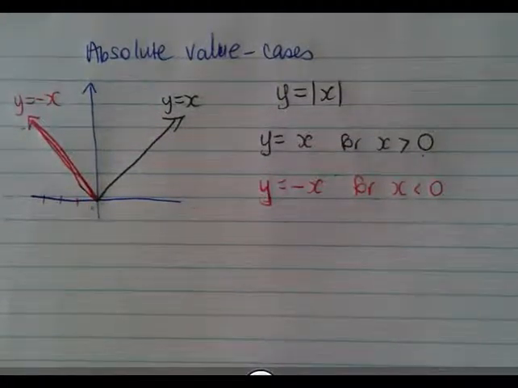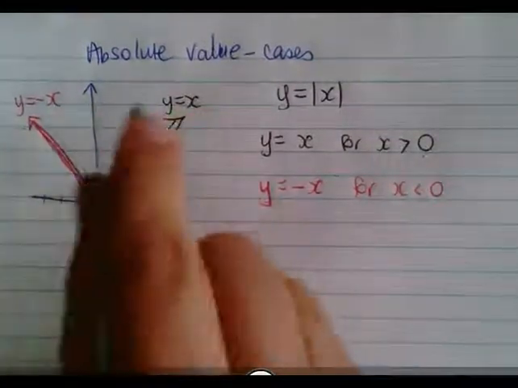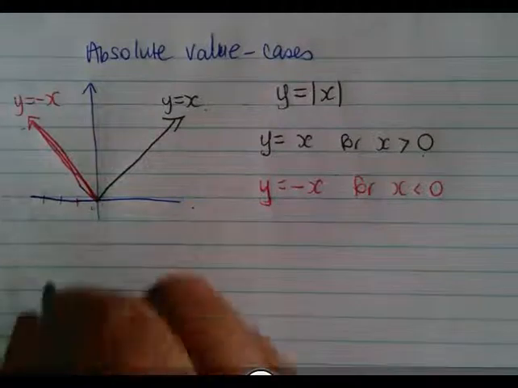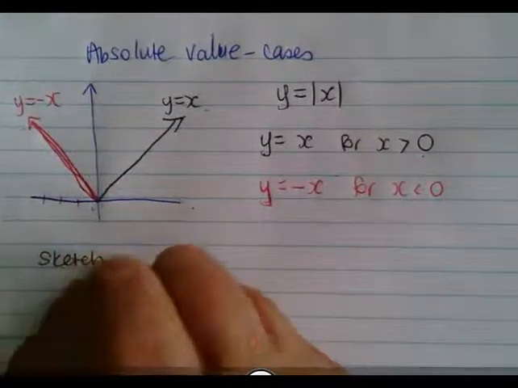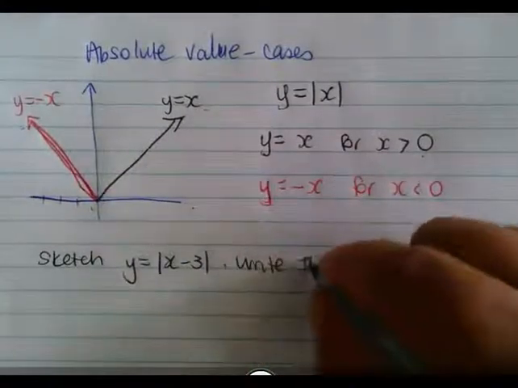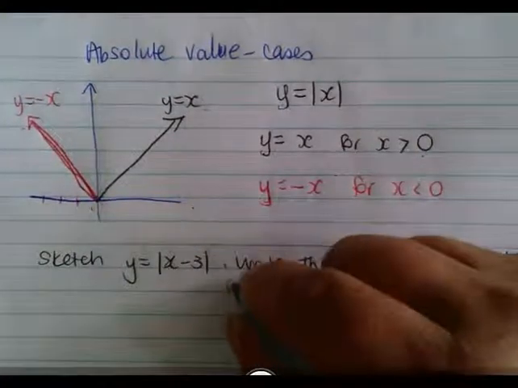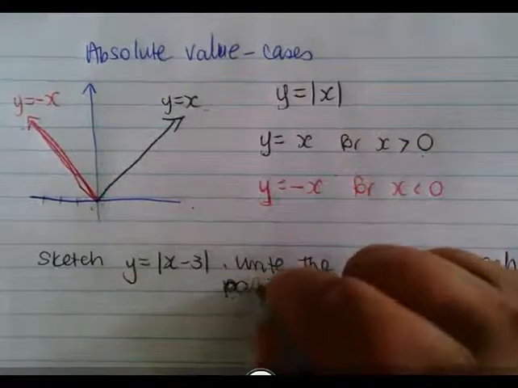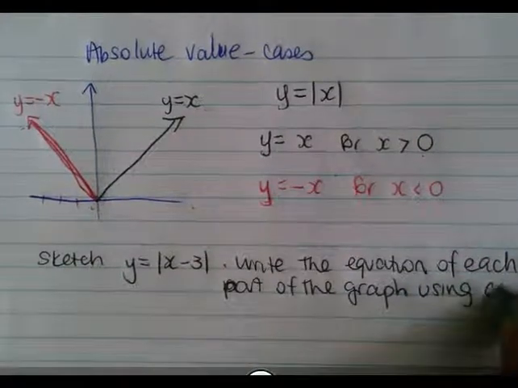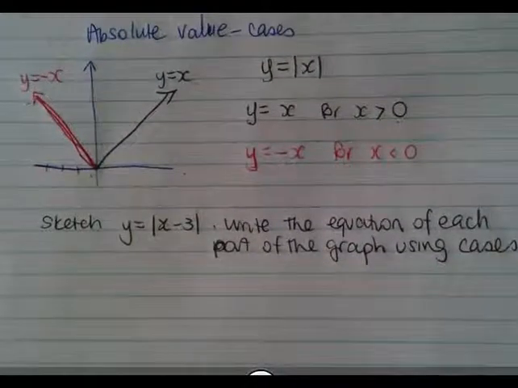So we're going to do it for another graph now. So I'm just labeling each part of the graph. So that's the line y equals x, that's the line y equals negative x. All right, we're going to sketch y equals absolute value of x minus 3 and write the equation of each part of the graph as well using cases. So that's y equals absolute value of x. So we're going to do the same thing.